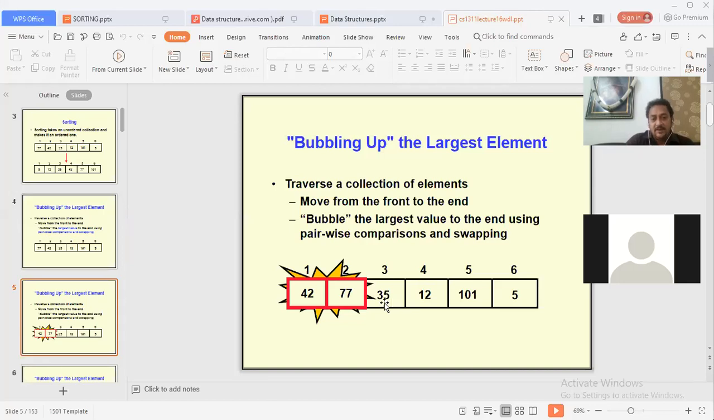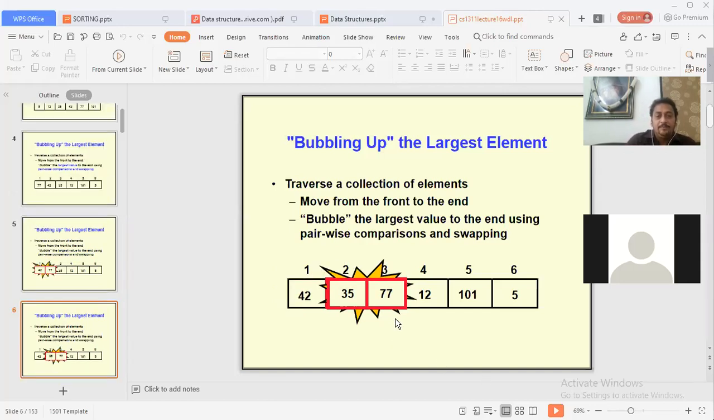77 ultimately. Now what to do? Swap. Can we go for swapping? Yes, sir. Swapping అంటే తెలుసు కదా, positions మార్చడం అటు ఇటు. Okay. So now what to do? What will be the next step? 35 is supposed to come here and 77 will move to the 3rd position.